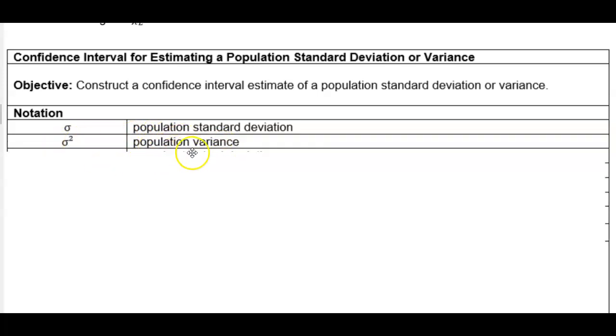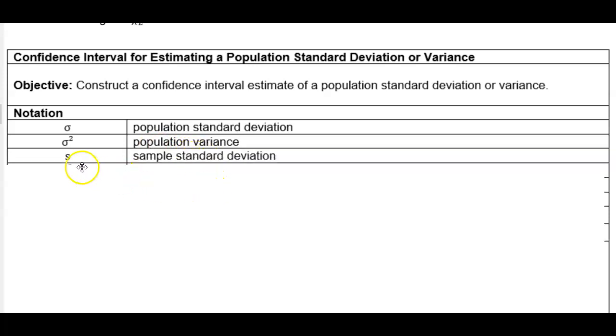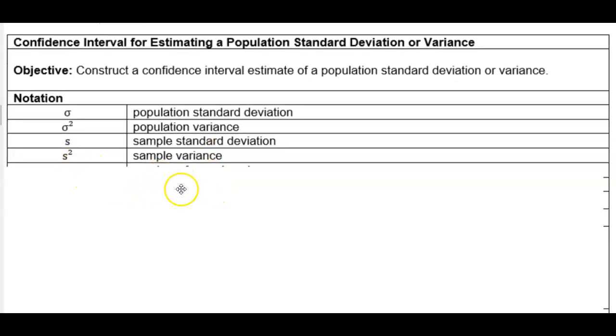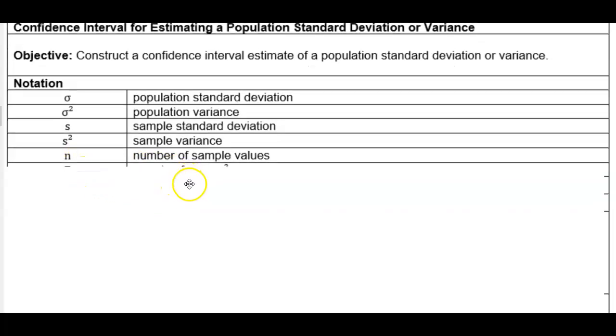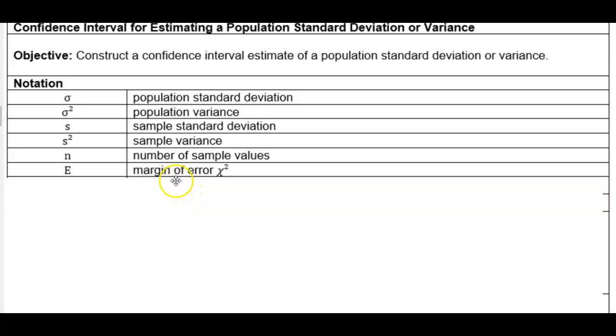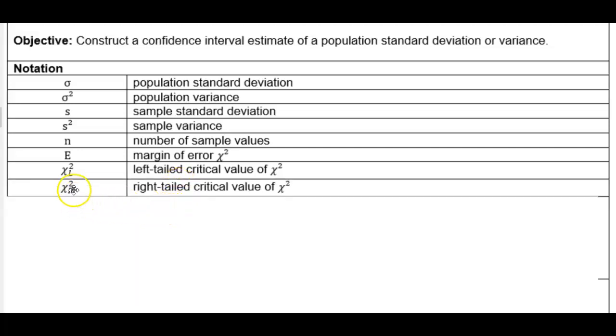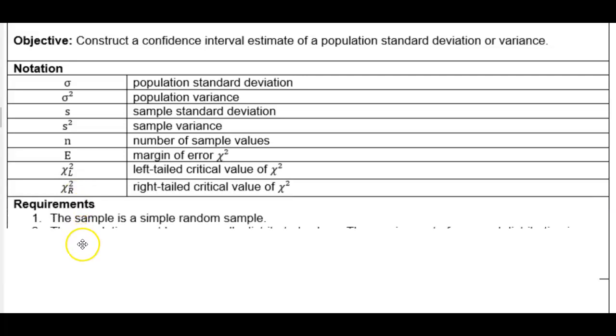Notation: sigma represents the population standard deviation. Sigma squared is the population variance. Lowercase s is the sample standard deviation. Lowercase s squared is the sample variance. Lowercase n is the number of sample values. Capital E is the margin of error for chi-square. Chi-square with a subscript of L is the left-tailed critical value of chi-square, and chi-square with a subscript R is the right-tailed critical value of chi-square.